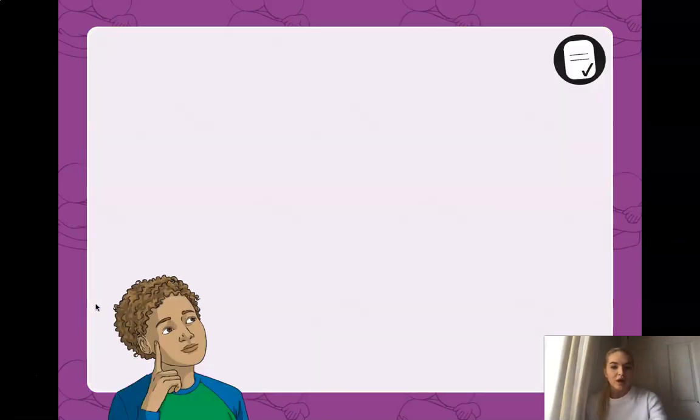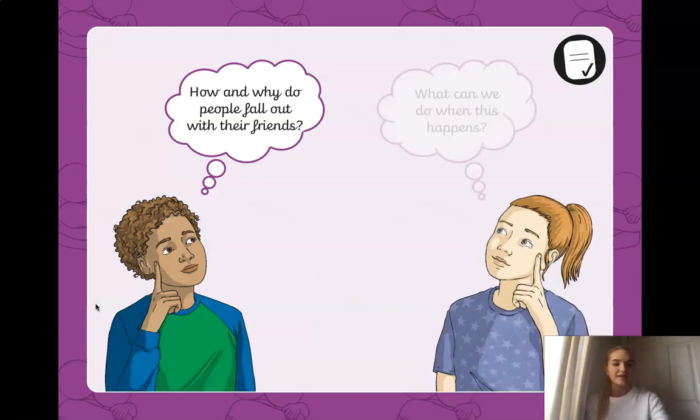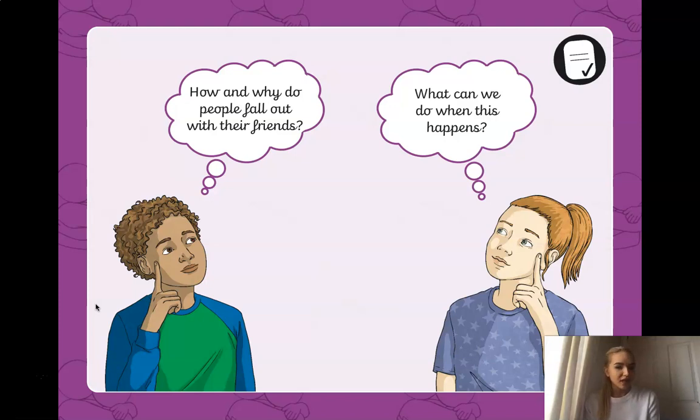So, thinking about some of the big questions today then, the first question is, how and why do people fall out with their friends? And secondly, what can we do when this happens? So pause the video, how and why might you fall out with your friends? And what can you do when this happens? Pause the video now and have a think.